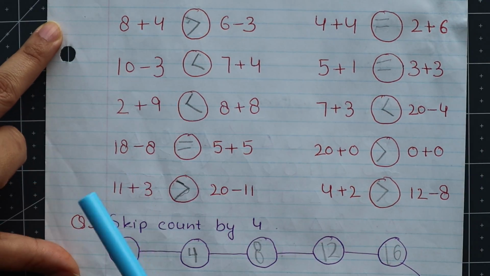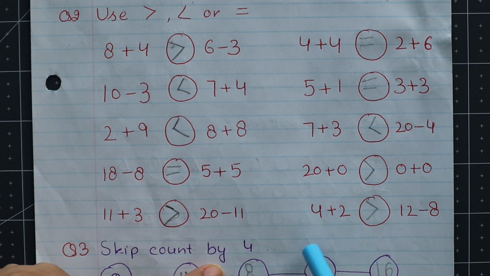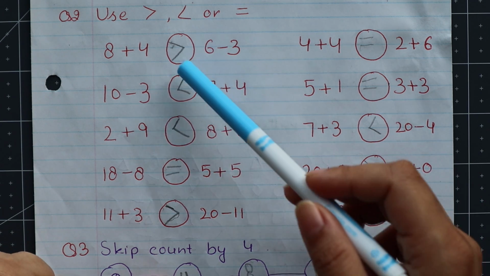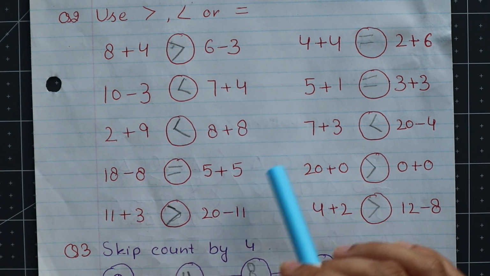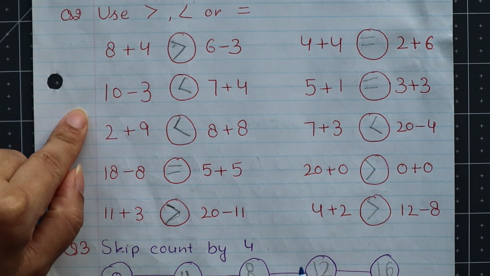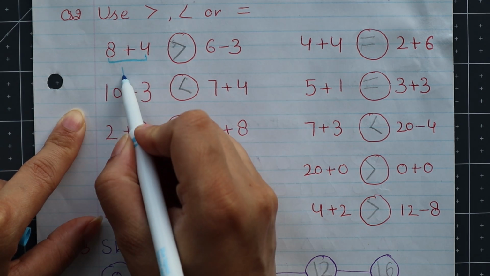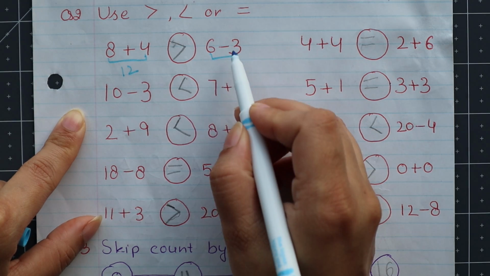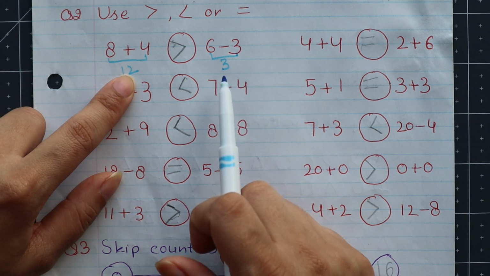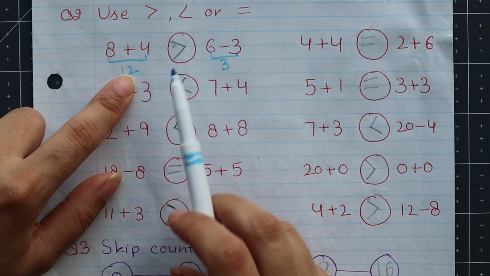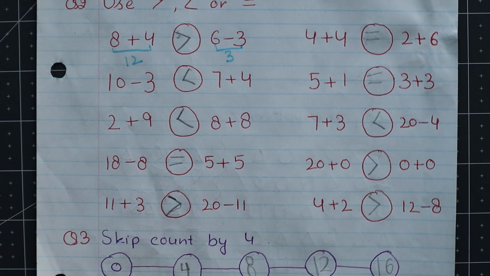Below this we have one activity for greater than, less than or equal to signs. As you can see, I have given simple equations here and I left these circles empty, and she had to figure out which sign will come to make these equations correct. For these kinds of activities, ask your child to solve these equations first. Like this is 8 plus 4 is 12, then 6 minus 3 is 3. So which number is greater? 12 is greater than 3, so the child will use this symbol. So make sure to ask your child to solve these equations first and then use the symbols.